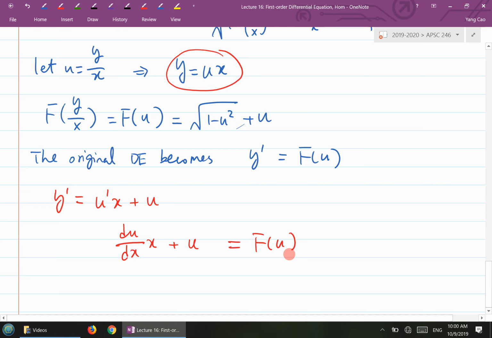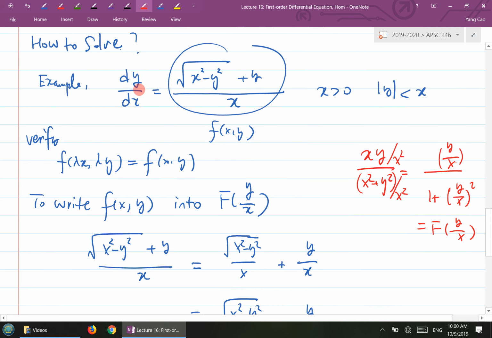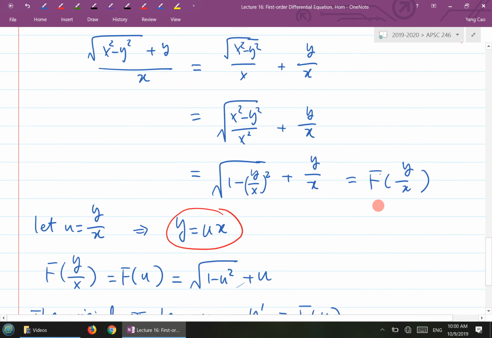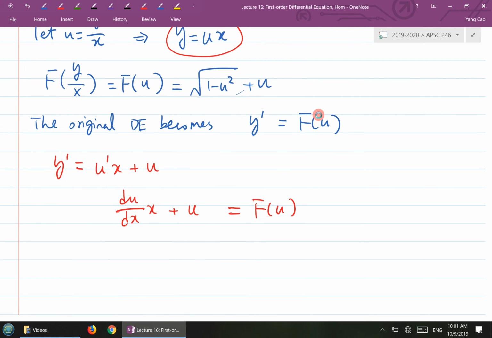Now, since you learned partial derivatives, multivariable, you might actually argue, why is it du over dx? Why not partial u over partial x, right? But you can think of it this way, because you're trying to solve for y. And once you solve, y is a function of what? Of x. So when you define u equal to y over x, u basically is a function of x. So then you can use du over dx here.